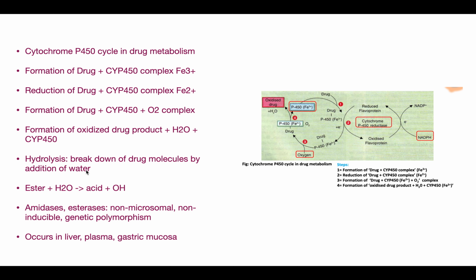And hydrolysis is going to produce an acid and its conjugate base. Amidases and esterases are non-microsomal, non-inducible, and they're affected by genetic polymorphisms. These are found in the liver, the plasma, and the gastric mucosa.